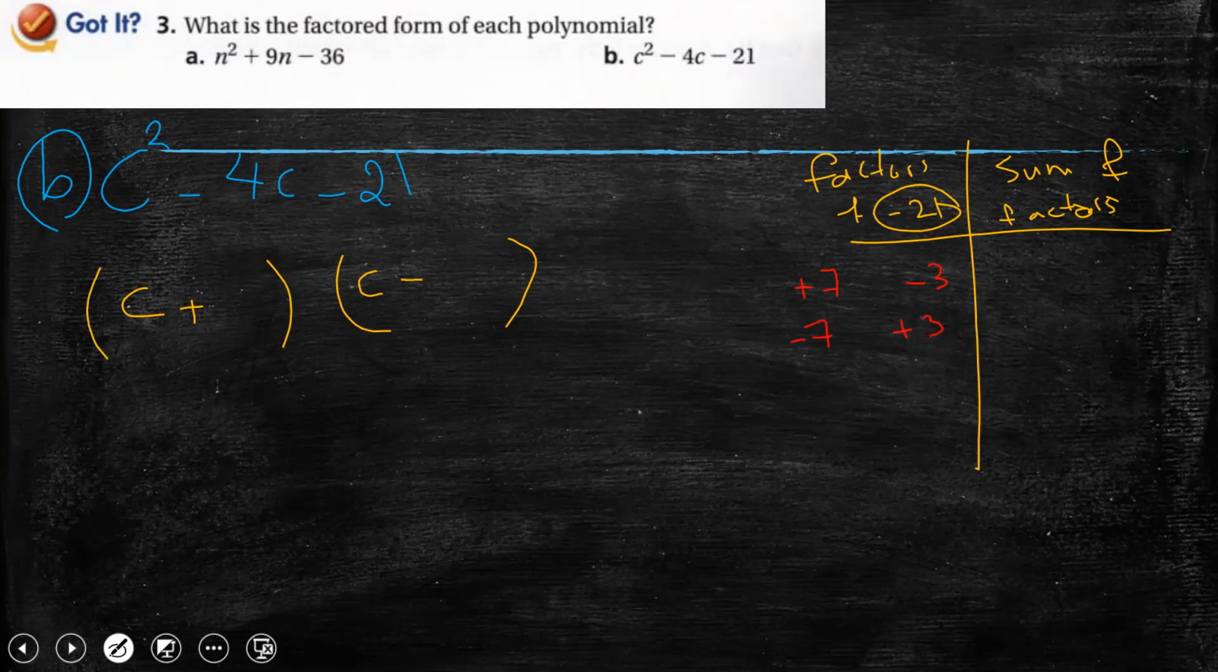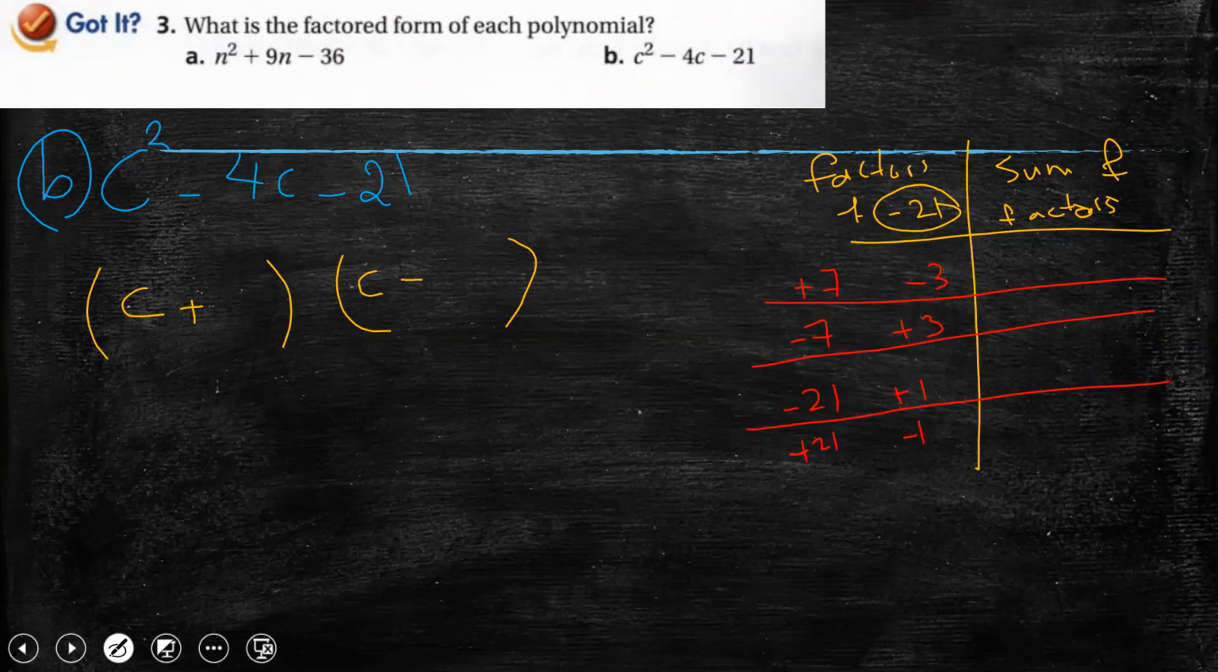What else? 21 and negative 1. Negative 21 and positive 1. Only these. Yes. Now let's find the summation.